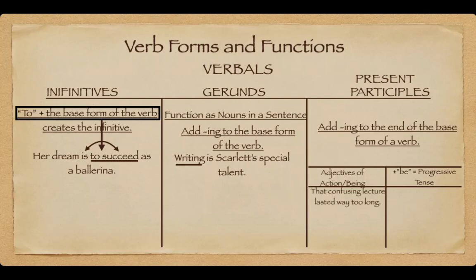In this sentence, that confusing lecture lasted way too long. The present participle confusing is used here to describe the subject of the sentence, lecture. Lecture was confusing. In this one, we were cleaning the house when the dog came in covered in mud. The present participle cleaning is combined with the helping verb were. Were cleaning. We were cleaning, to show the action of cleaning was already in progress when the muddy dog came in.